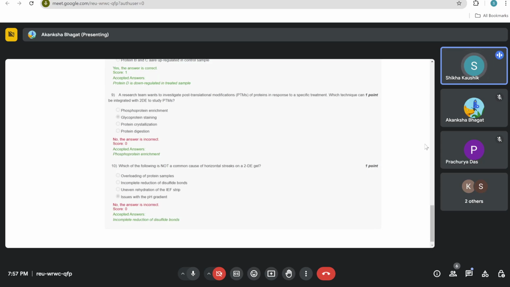With glycoprotein staining we will not get post translation modification. Glycoprotein staining is done for glycosylated proteins. But if we have to investigate, glycosylation is a part of structural changes that happen in the protein after translation, right? If I had two options I would probably choose both, but I think for two dimensional, the first thing for post translation modification that we do in two dimensional electrophoresis is phosphoprotein enrichment, because we want to check proteins that are undergoing phosphorylation.